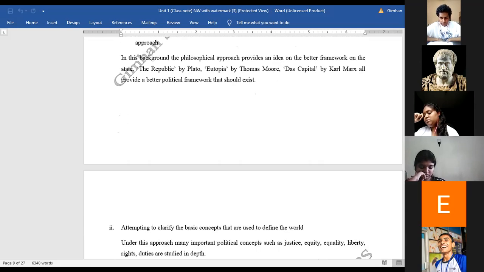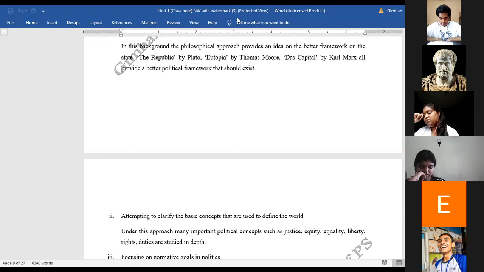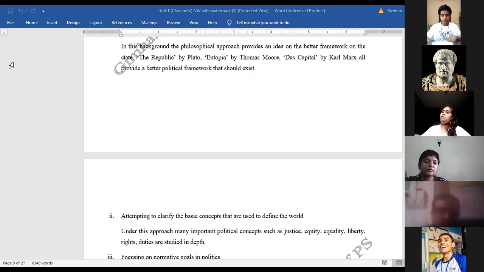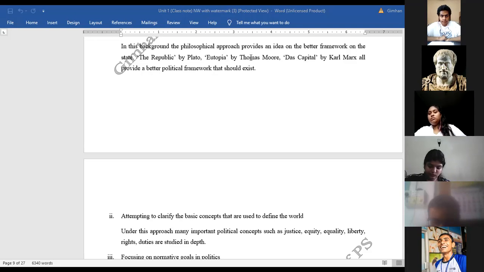The Republic by Plato, Utopia by Thomas More, Das Kapital by Karl Marx, all provide a better political framework that should exist. Okay, hold on a second. So highlight these names and these books. Those are the ones they normally ask for, like short questions. The Republic by Plato, Utopia by Thomas More, Das Kapital by Karl Marx. These are like the pinnacles of the philosophical approach, basically filled with norms, like saying what should be there, what should exist. Right, continue.